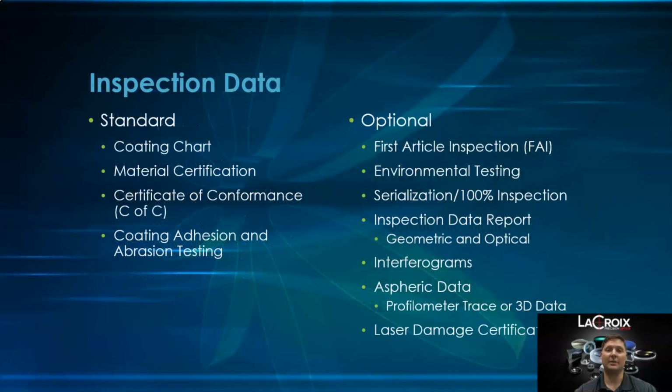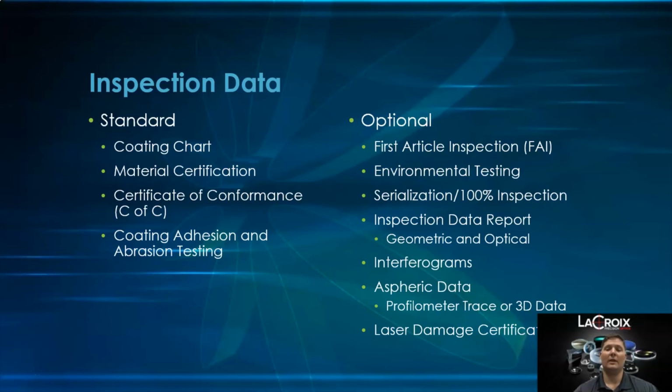Now comes inspection data. This is something that's rarely quantified up front, but it's really good to know what you actually need up front so that way we can include it in the quote. Now standard, we're going to include a coating chart, a material certification, a certificate of conformance, and coating abrasion and adhesion testing. Now optionally, you may want a first article inspection, environmental testing. You may need 100% inspection data and all the parts serialized so you know which part goes to which inspection data.